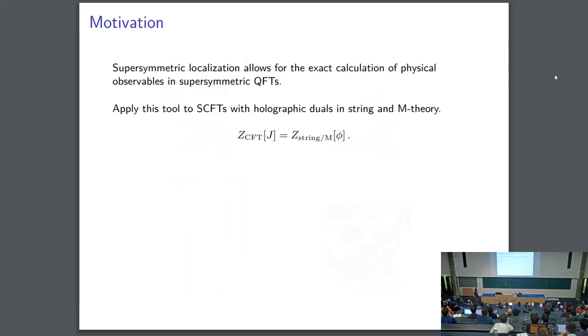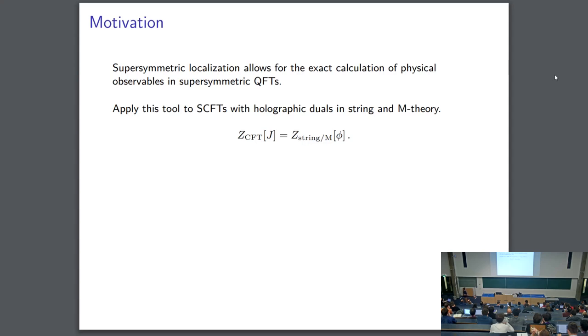Okay, so why are we doing what we're doing? Well, we want to explore this amazing identity, Z equals Z. On the left-hand side, you have the path integral with some specific sources of some CFTs, or a special kind of CFTs, and on the right-hand side is supposedly the path integral of string theory or M theory, and the claim is that these two things are equal.